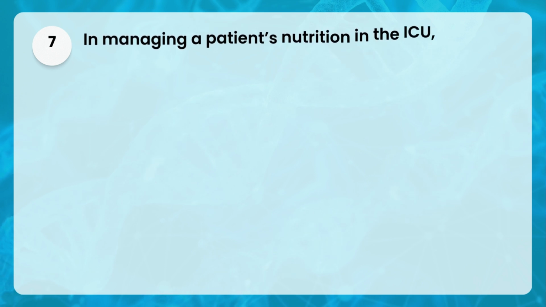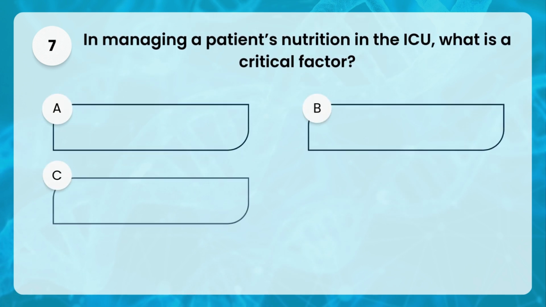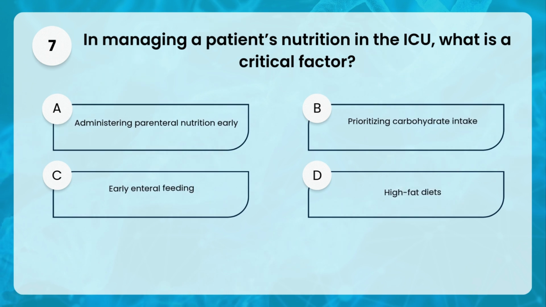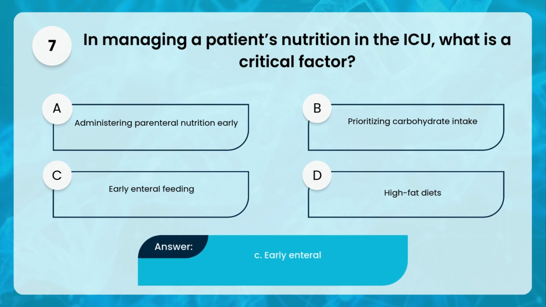Number 7. In managing a patient's nutrition in the ICU, what is a critical factor? A. Administering parenteral nutrition early. B. Prioritizing carbohydrate intake. C. Early enteral feeding. Or D. High-fat diets. The answer is C. Early enteral feeding.